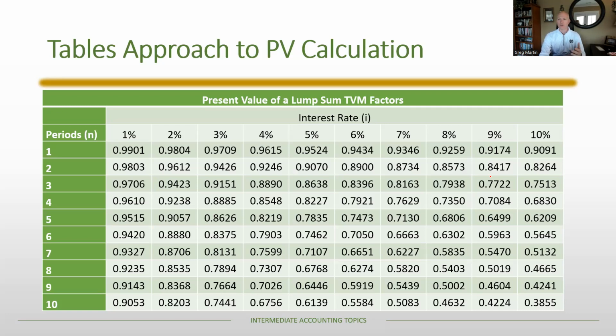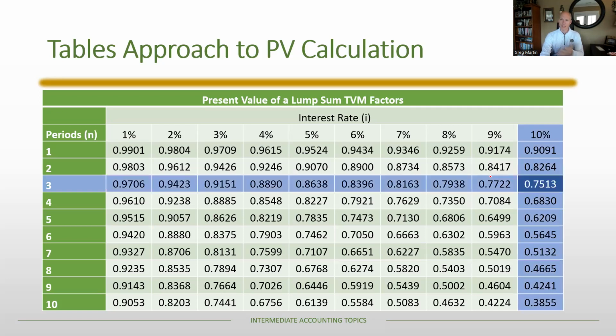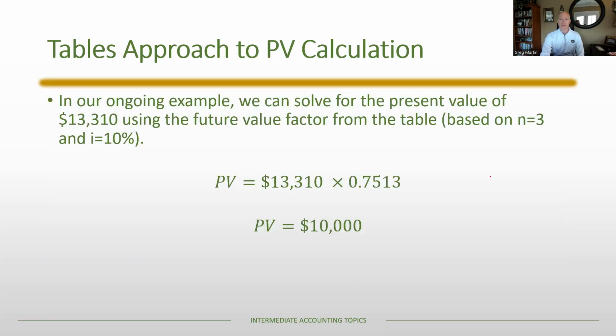And so in this case, of course, we're looking for the intersection of 10% and 3 periods. And that, of course, is where we find that 0.7513 factor. And so then we apply it to our basis, which again, we're trying to figure out what is the present value of this number. So we apply the basis again through multiplication. We apply every factor through multiplication. 13,310 times our factor gives us $10,000.